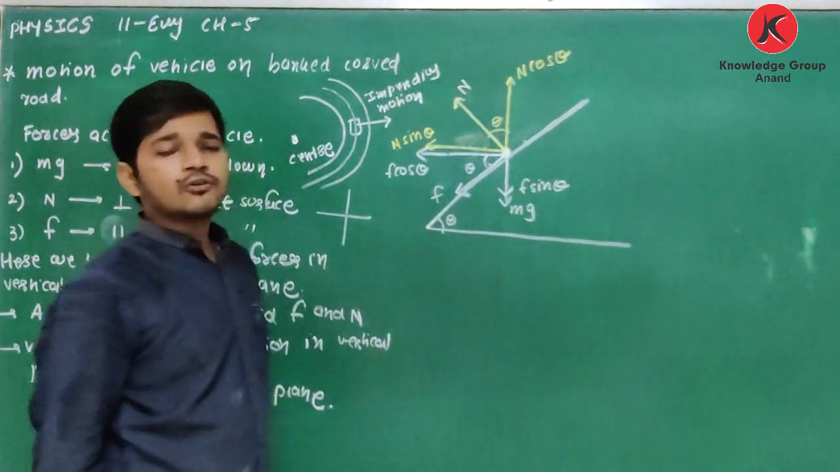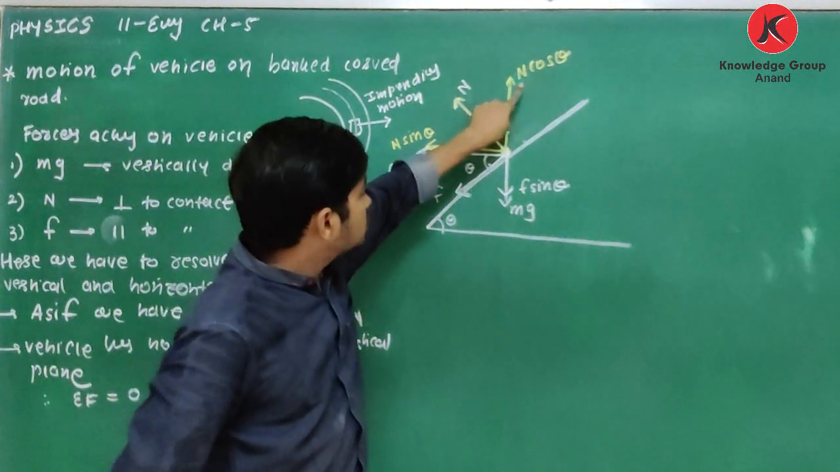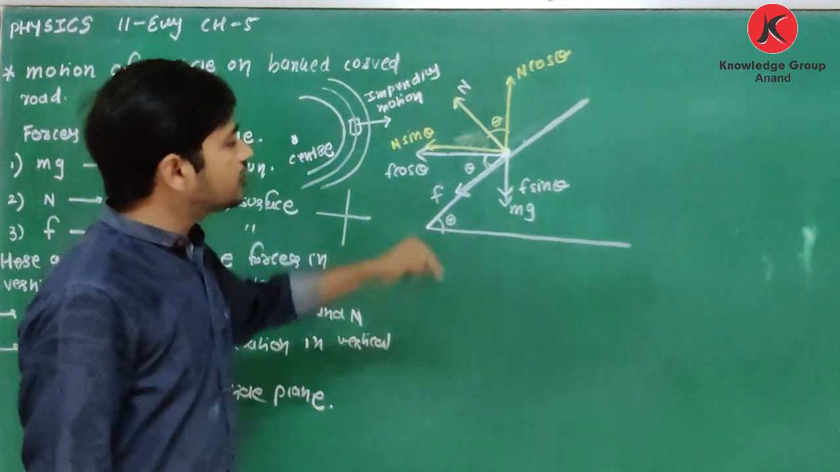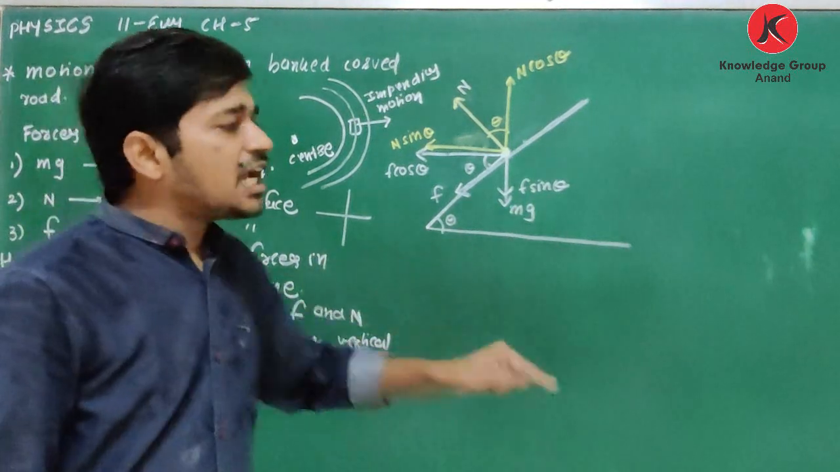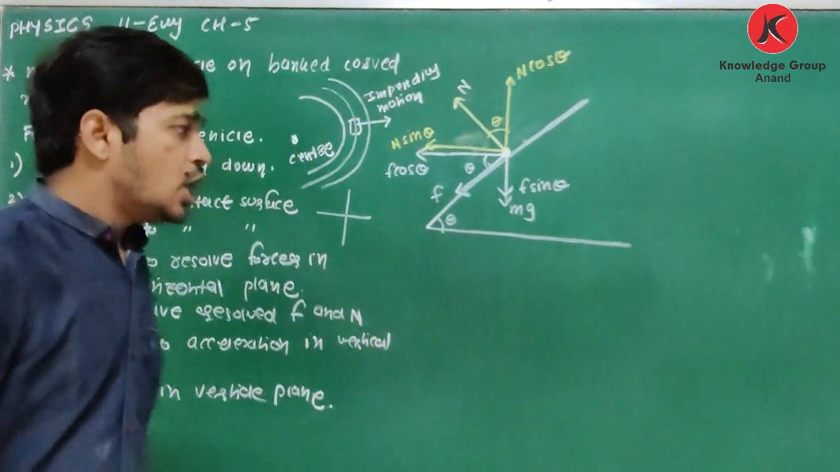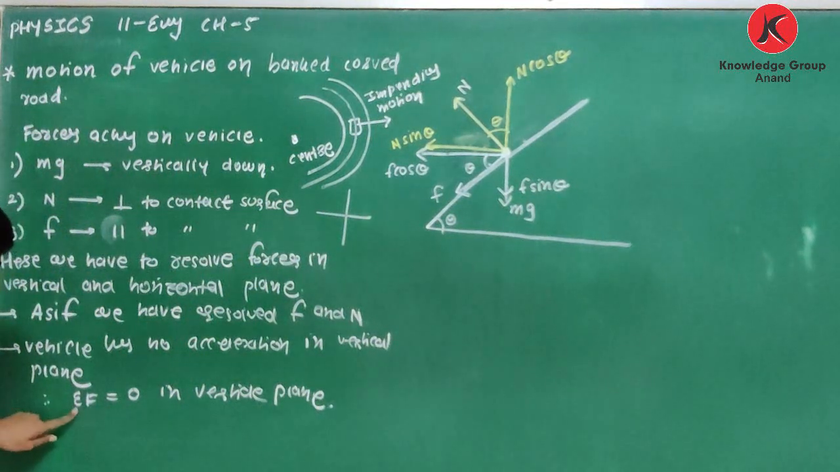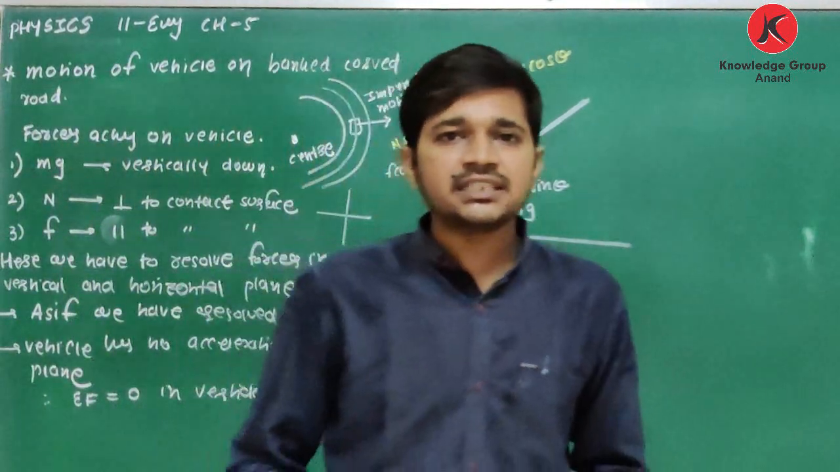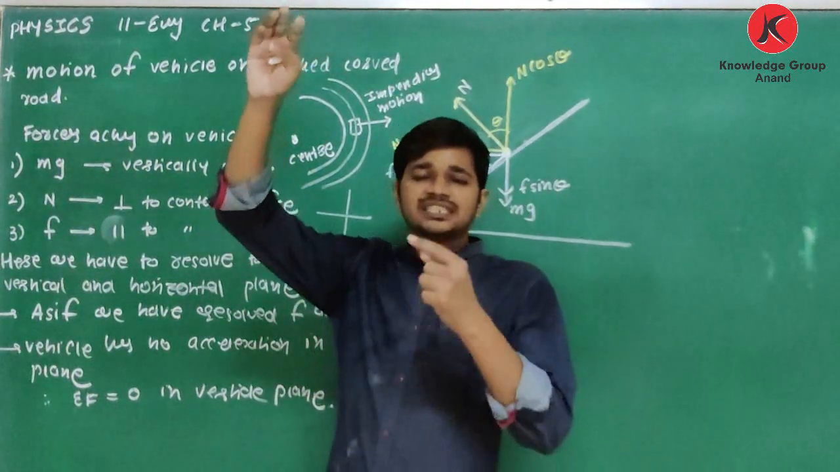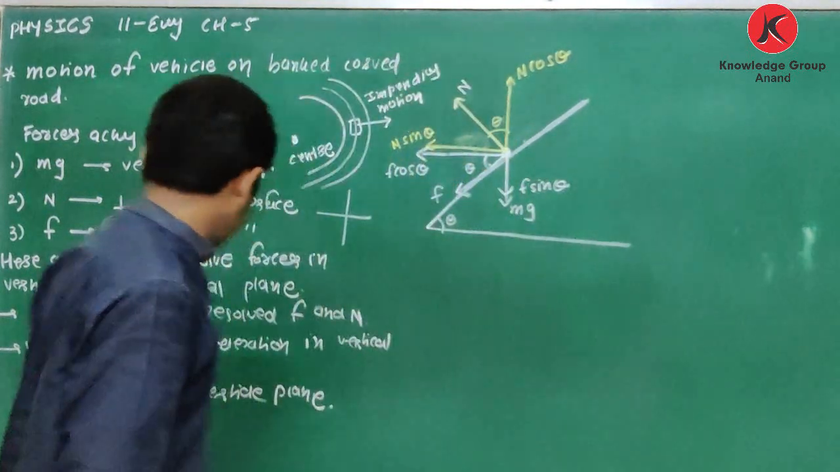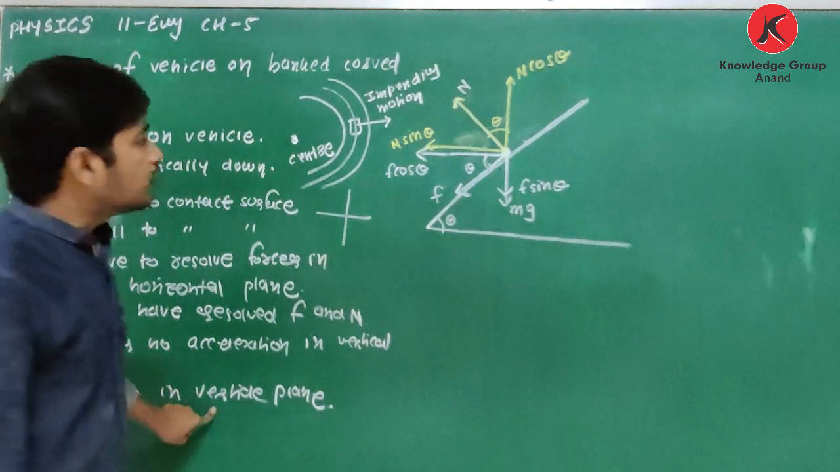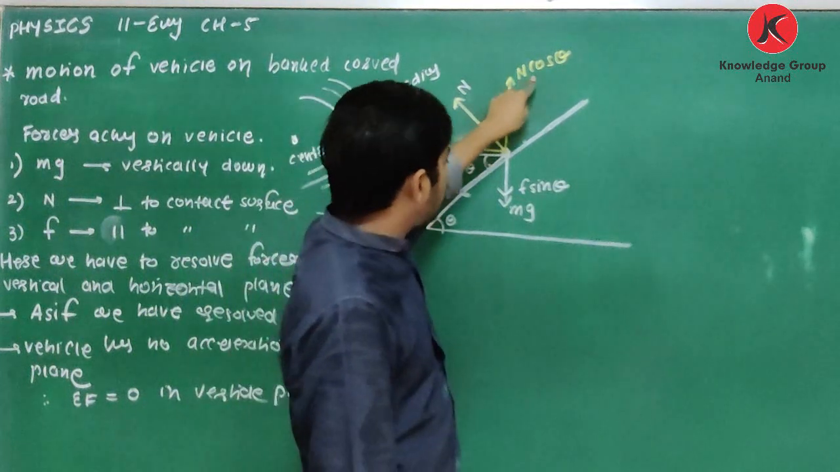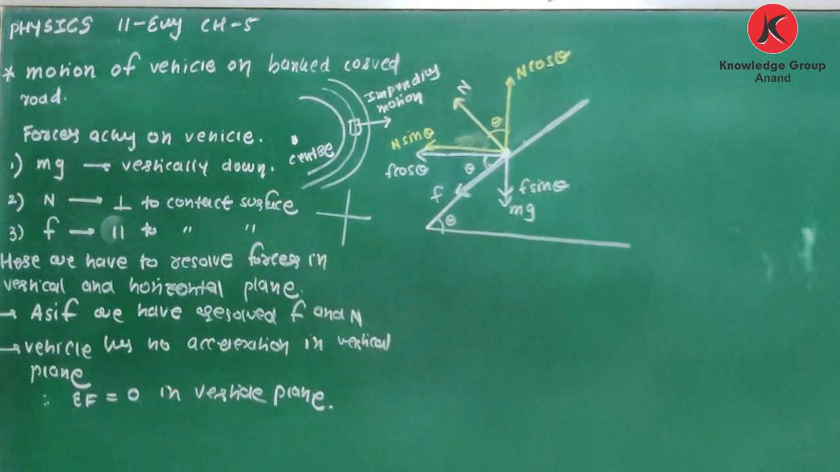See, identify the forces acting in the vertical plane: N cos theta, mg and F sin theta. From the figure you can easily say N cos theta is acting in the upward direction while mg and F sin theta are acting in the downward direction. So remember, whenever sigma F is equal to 0, it means forces acting in the upward direction equal forces acting in the downward direction, because here we have to take the vertical plane.